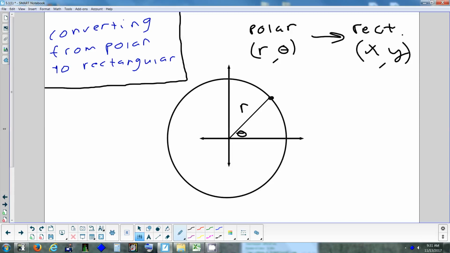Now we're going to turn that into a shape somehow, and we're going to use that shape to be able to figure out x and y. Anyone have a guess what shape I'm going to create there? Yeah? Right triangle. Yep, I'm going to create a right triangle. Can you tell me how, or do you know how I'm going to do it? Draw a line straight down from the point. Yep, from the point, straight down, and there's your right triangle.